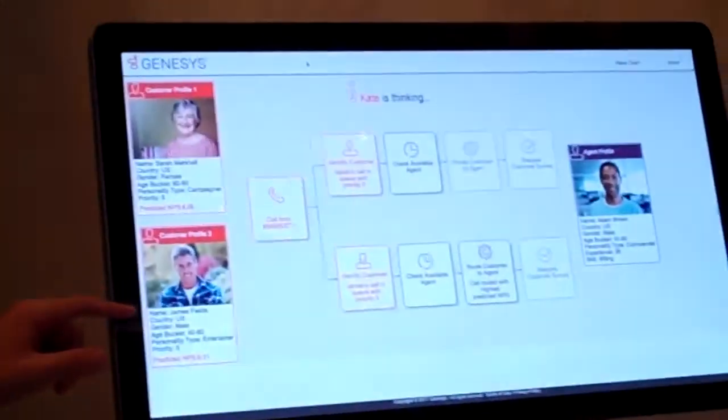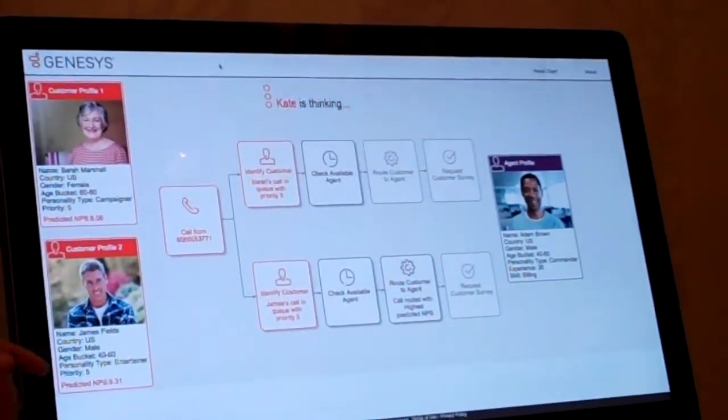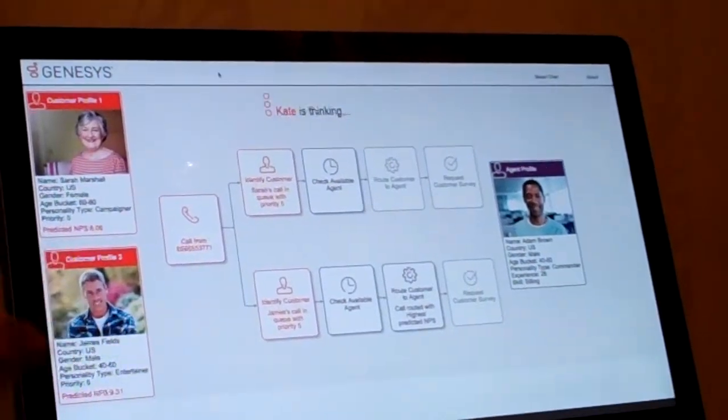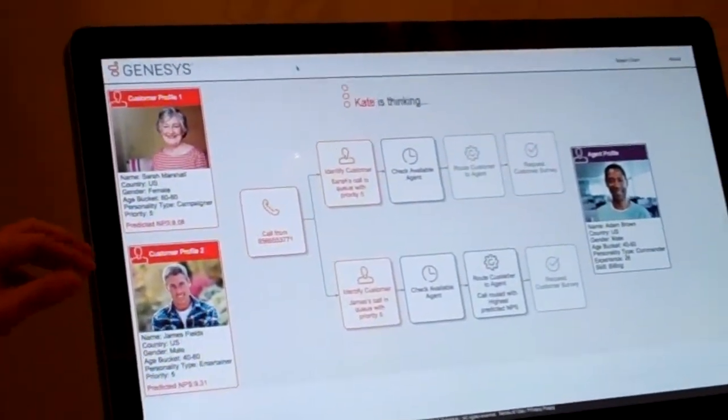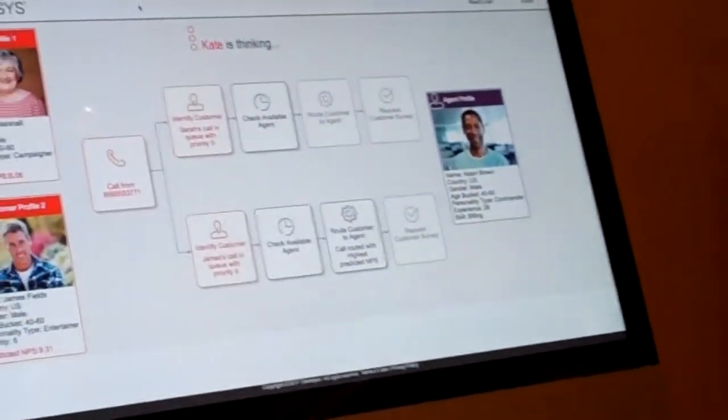So setting that stage again, we usually are doing first in, first out, just trying to meet those SLAs. Maybe there's a better way to do that. Maybe based around machine learning, we realize that Adam Brown might match better on James Field with a projected NPS score of 9.31. Now this whole focus here is these two customers in relation to this one agent that's available.